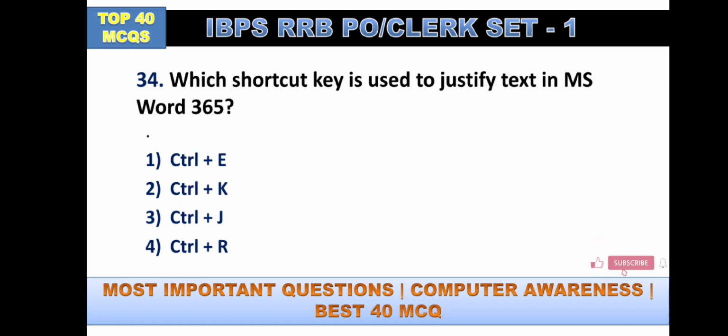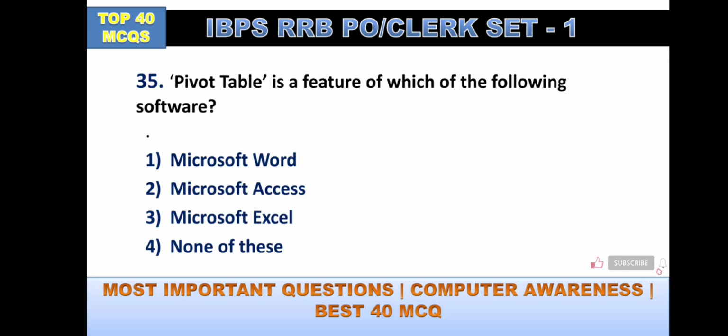So which shortcut key is used to justify text in MS Word 365? So for justifying we use Ctrl plus J, okay, and Ctrl plus R for right align and Ctrl plus K for hyperlink, okay. See, pivot table is a feature of which of the following software? See, pivot table comes under Microsoft Excel, okay, Microsoft Excel.